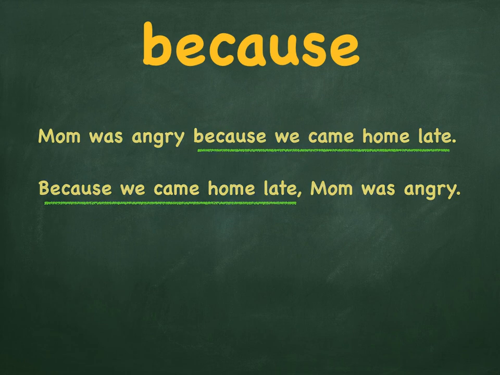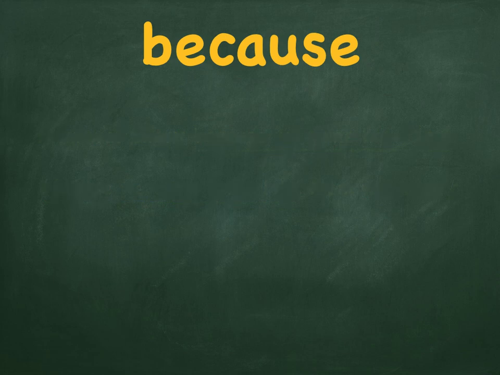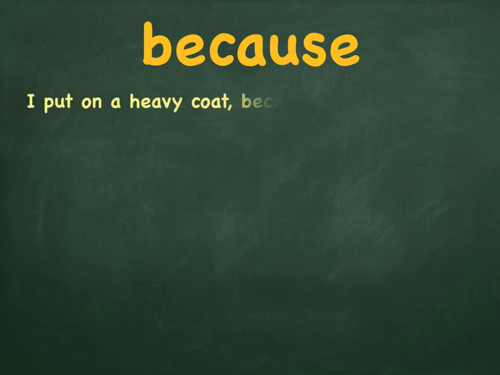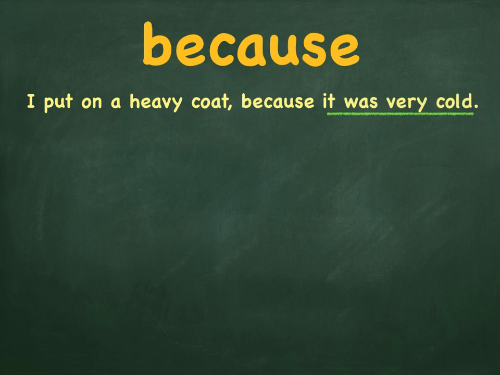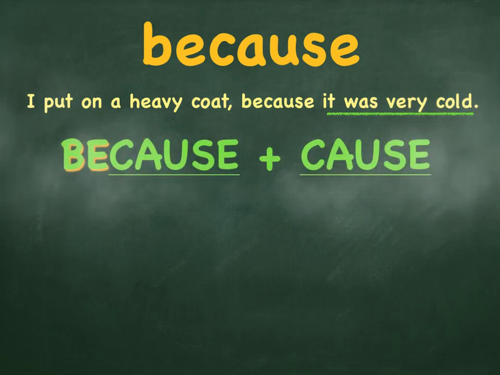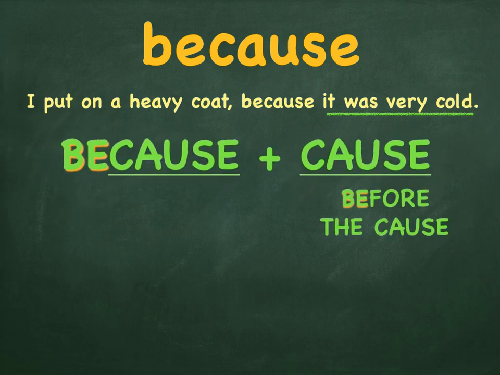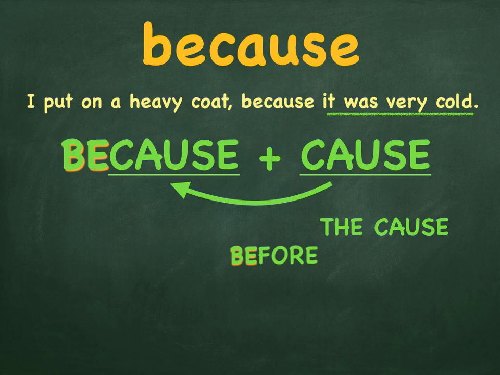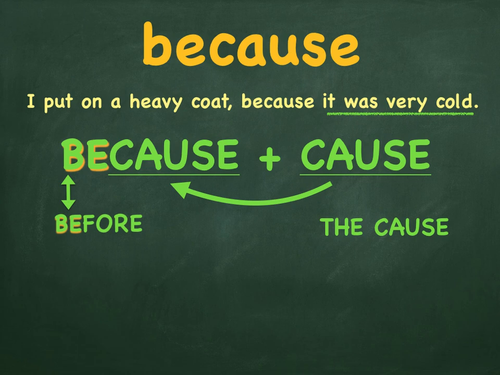So let's see how to use it correctly. We just said that so comes before the effect or result. What about because? Let's take an example. And after because is what? Right, it's the cause. So, because comes before the cause every time. And I think that's very easy to remember.